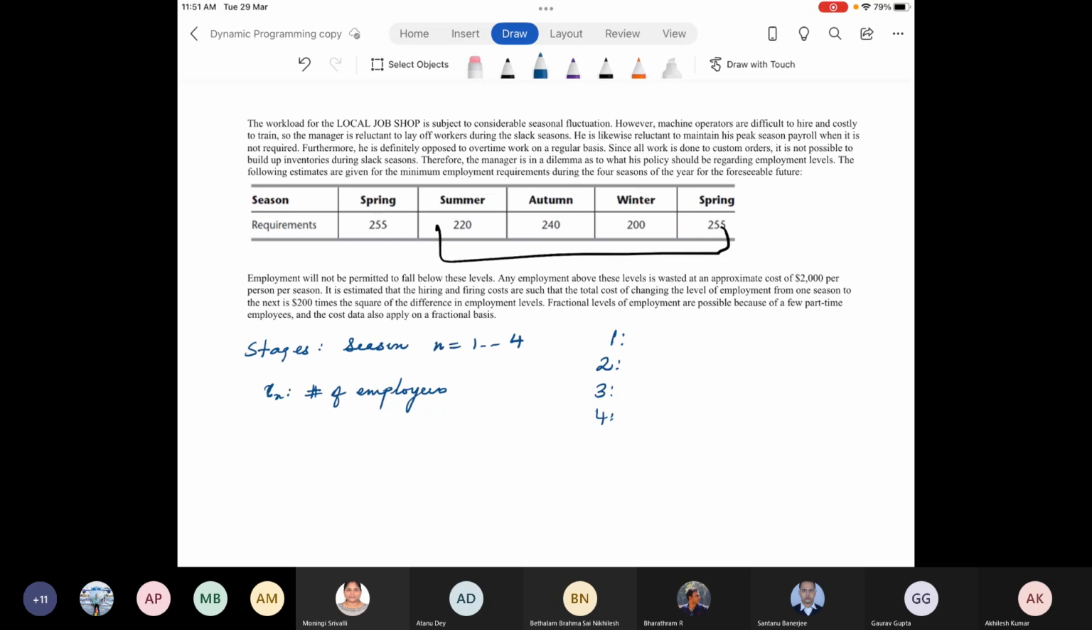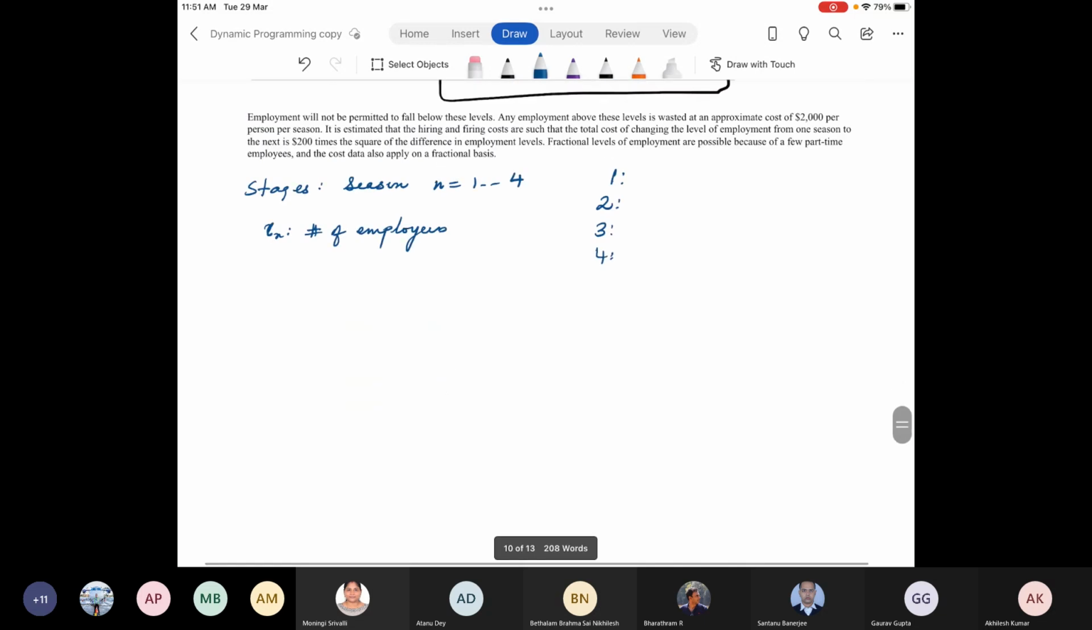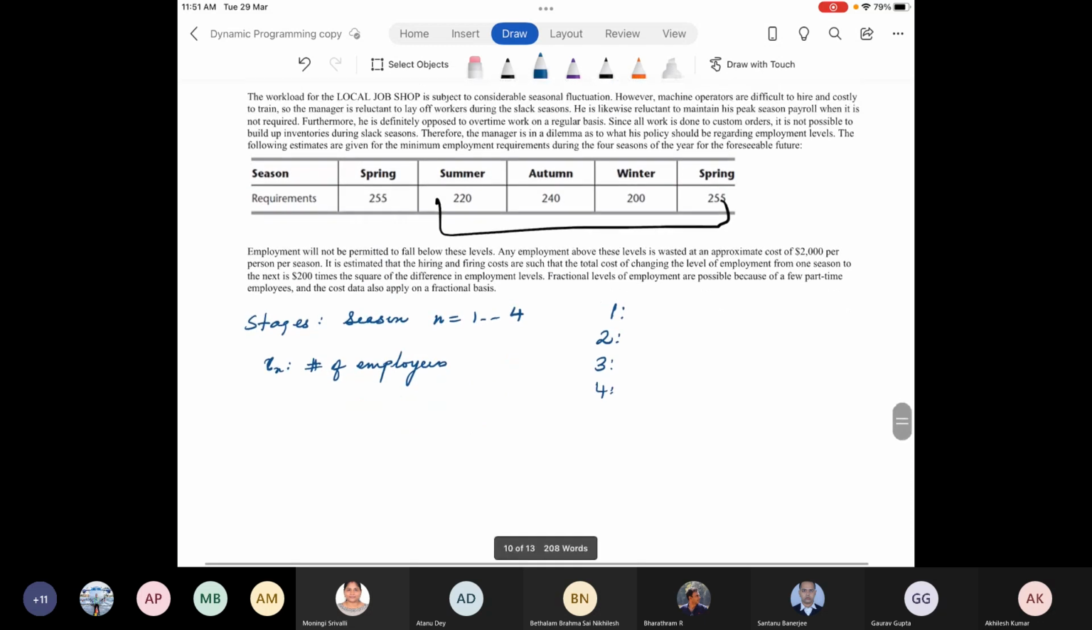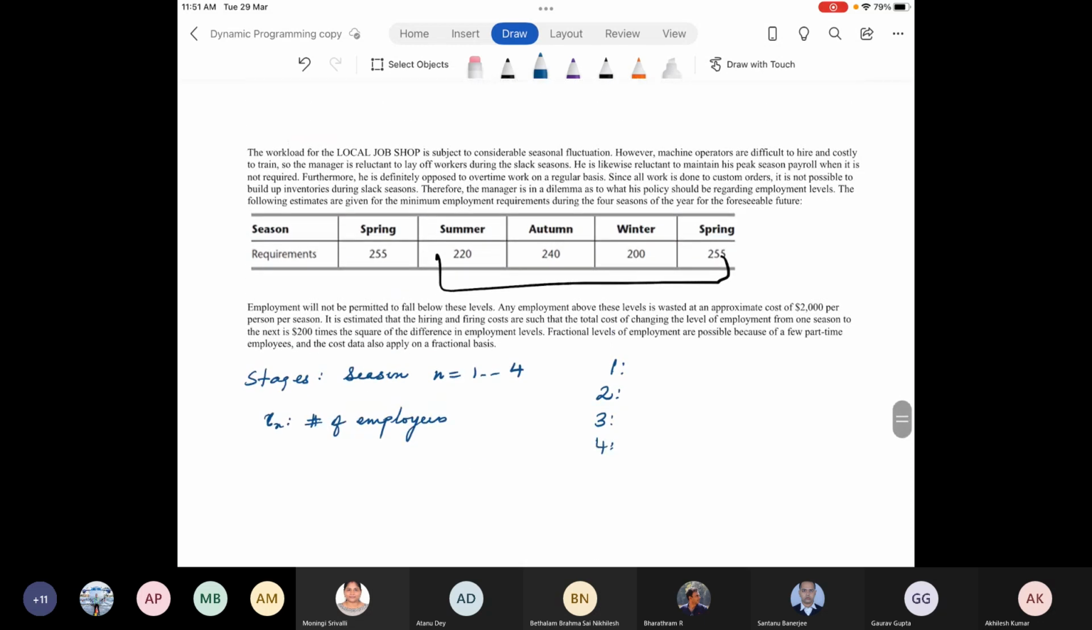I will discuss it later. I have uploaded it on Teams, so you may see some blank. It is on page number 10. Read this question carefully and think about which one I should pick as my stage 1 and which one is stage 4, and why. Try it and we'll discuss it on Thursday, and that day I will wrap up dynamic programming.